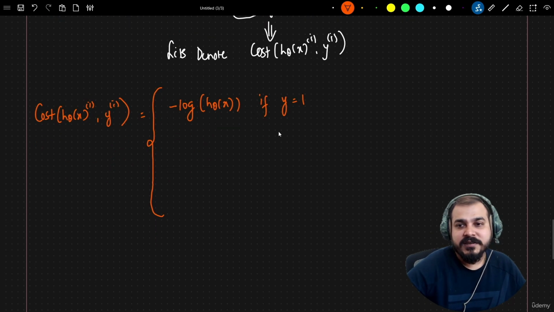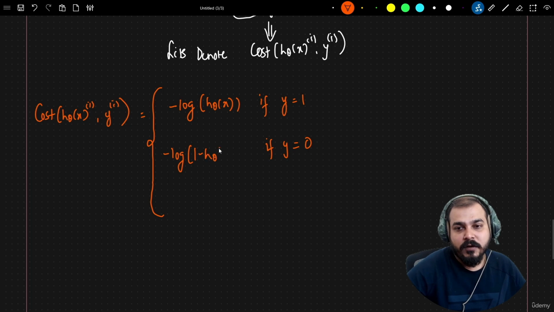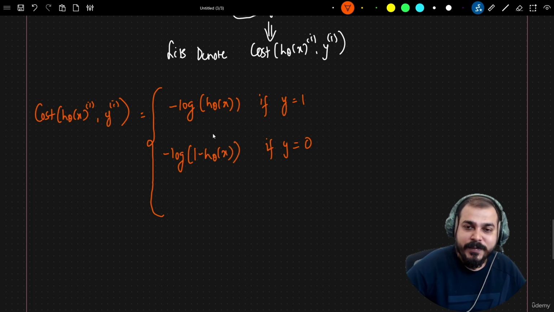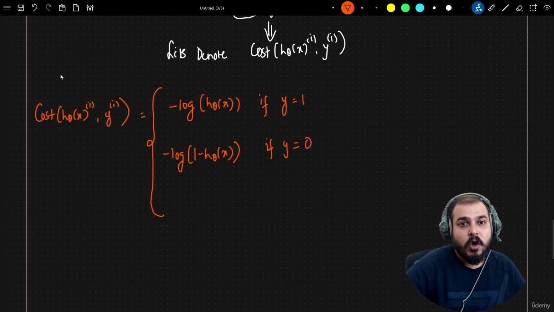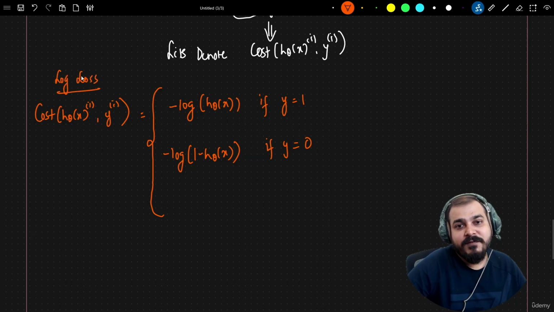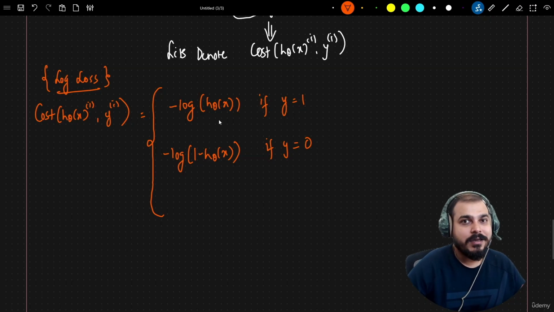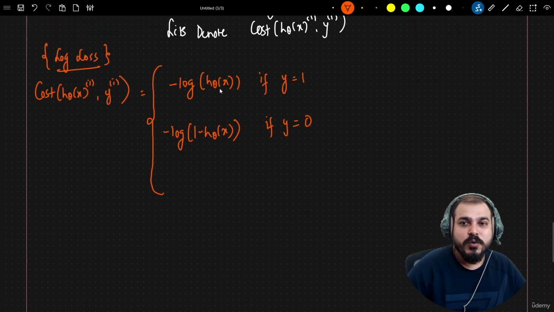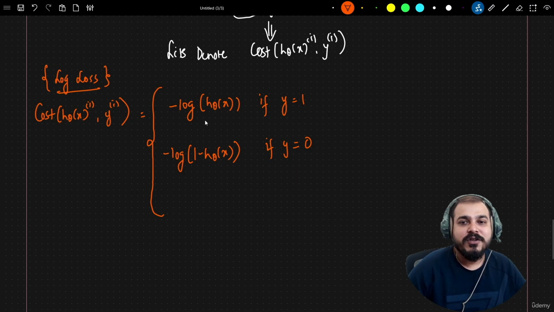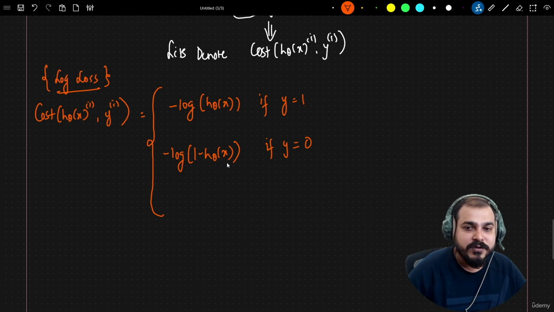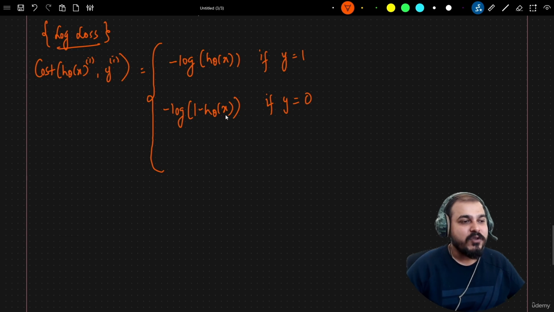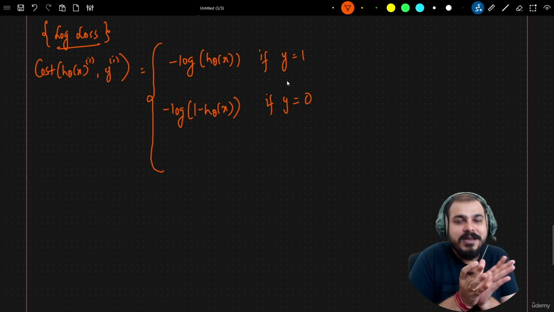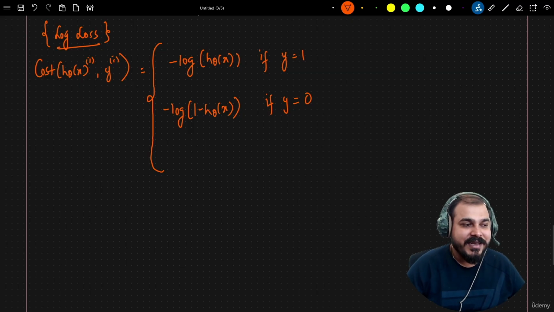And one more condition: if my y is equal to 0, I will use minus log of 1 minus h theta of x. Why are we using this? Because these two log terms are what we call log loss. If you use this log loss, it will create a convex function, which is required to get the global minima. So when my y value is 1, I use this equation, and when my y value is 0, I use this equation. When we use these two equations with respect to different y values, we get a convex function. That is what we get mathematically. Again, I don't want to prove this formula, you just need to remember it.